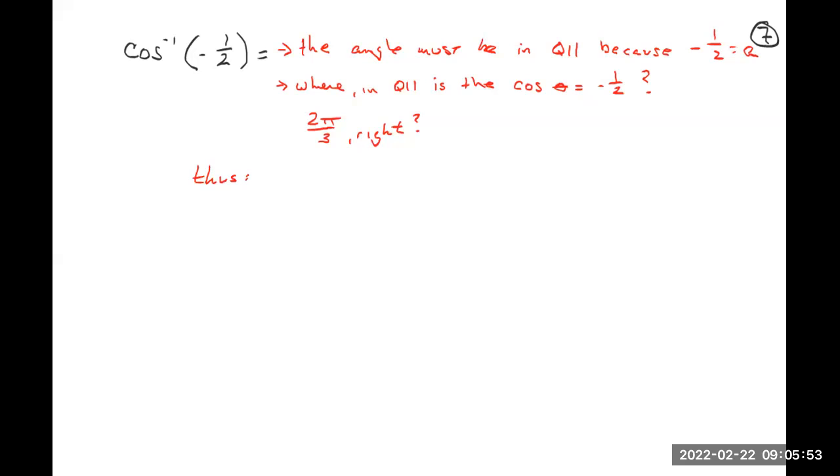So if cosine of 2 pi over 3 is negative 1/2, then the arc cosine of negative 1/2 is 2 pi over 3. We are naming the angle that, when you take the cosine of it, creates the answer negative 1/2.